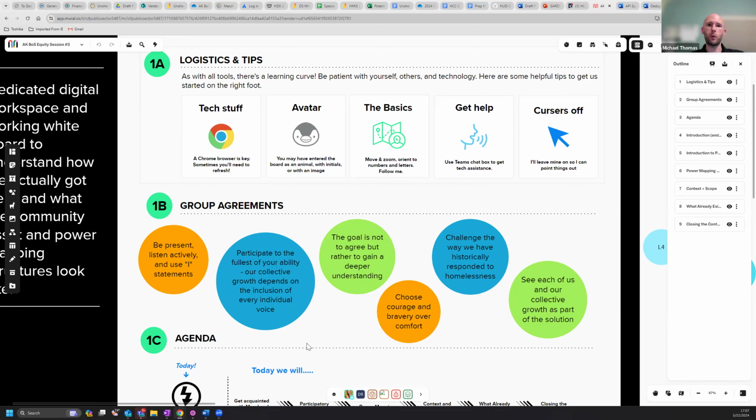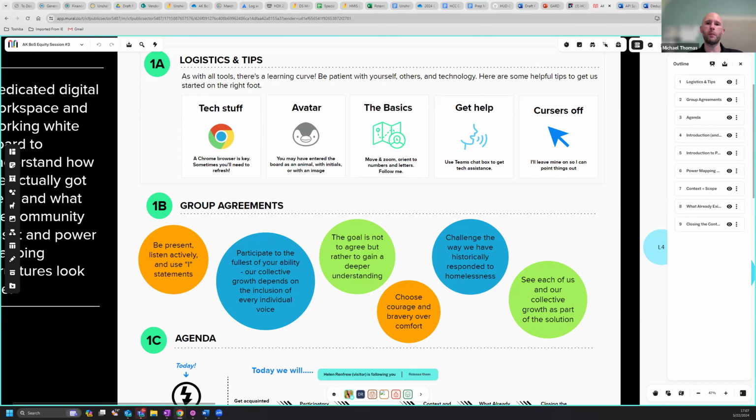I'm going to talk really quickly through the group agreements that we have established through the last couple of meetings. These are exactly the same, so I'm not going to spend a ton of time on them, but do want to make sure we lift them up at the beginning of every meeting. So our group agreements are be present, listen actively, and use I statements when we're talking about how we are experiencing the topics that we are talking through.